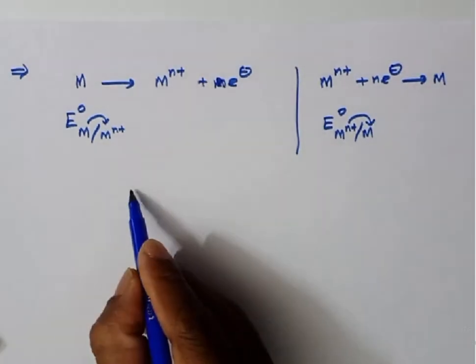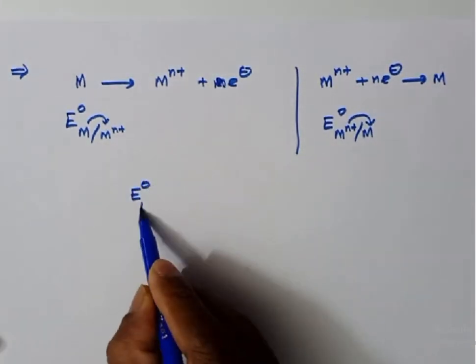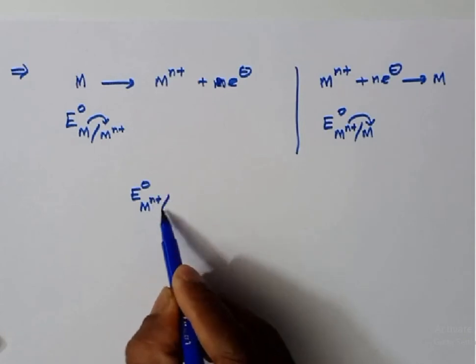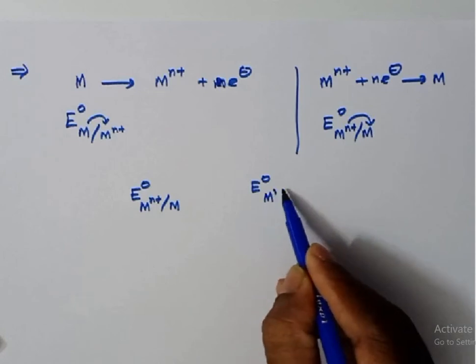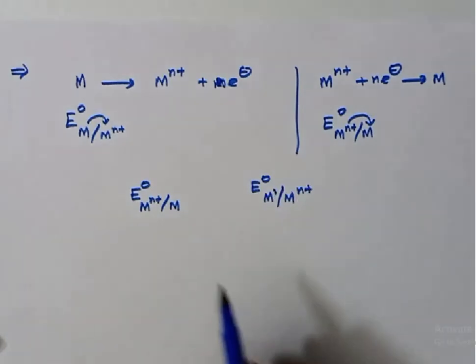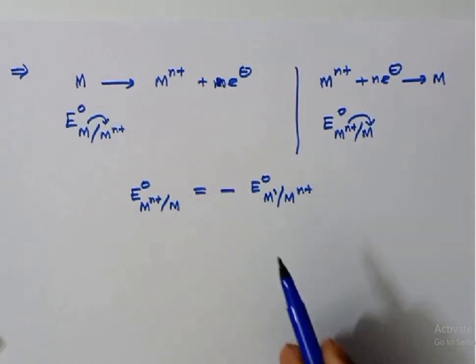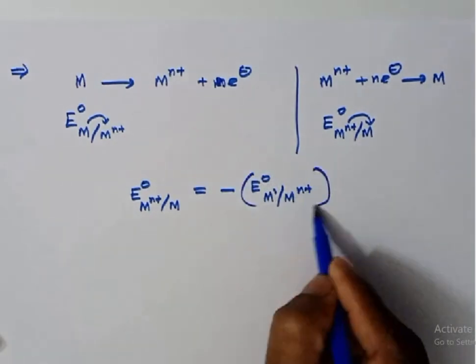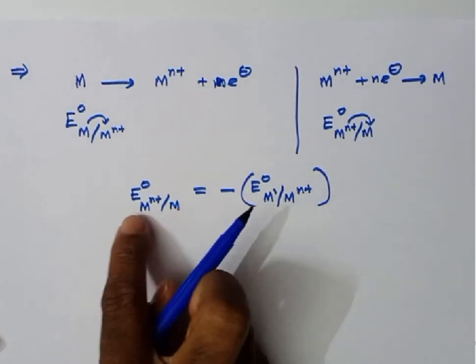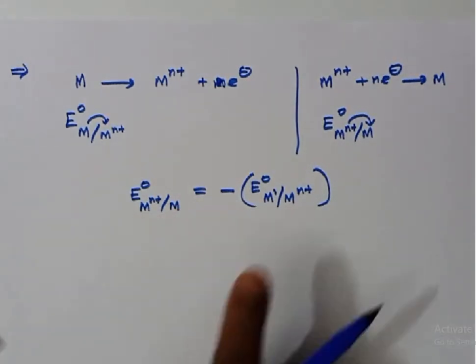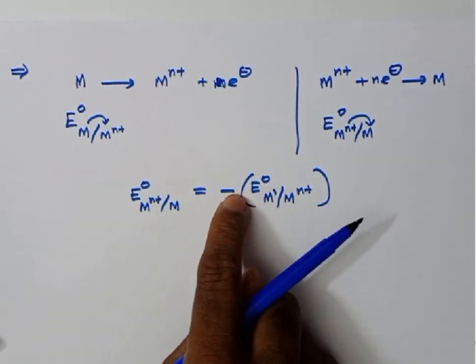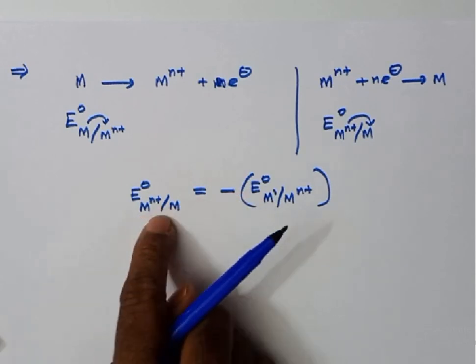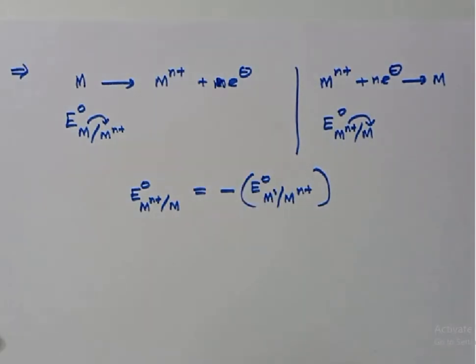And remember, what is the relation between these two? Standard reduction potential and standard oxidation potential. What's the relation? Very simple. You just change the sign of one. Suppose you take oxidation potential, change the sign, you will get the reduction potential. You take standard oxidation potential of one electrode, change the sign, you will get the corresponding reduction potential of that electrode. Okay, so remember this is very important.